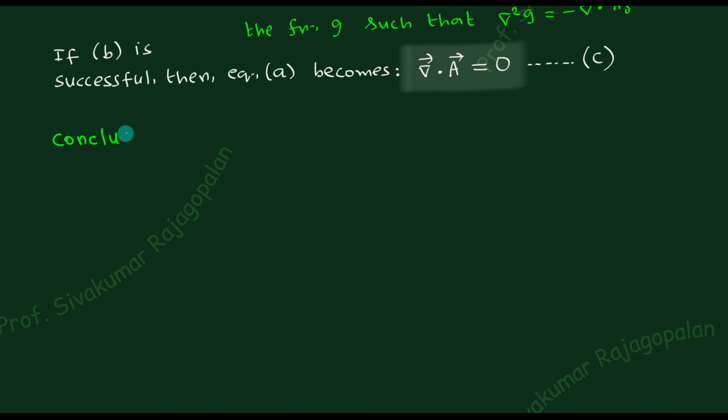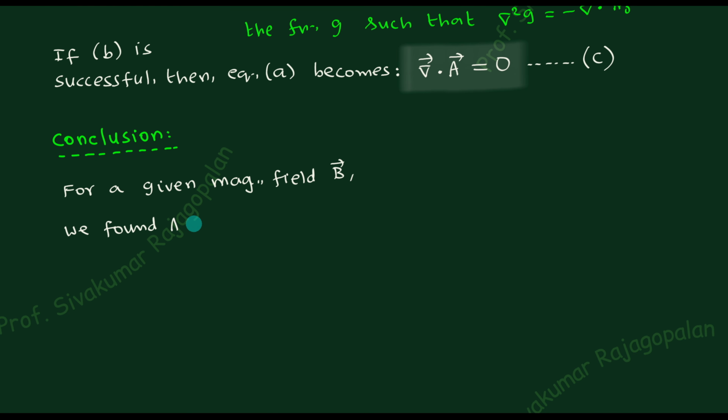So let me write down the conclusion: the physics did not change. For a given magnetic field B vector, we found the magnetic vector potential capital A vector in such a way that the divergence of A is 0. Whatever gymnastics we did, this is the conclusion.